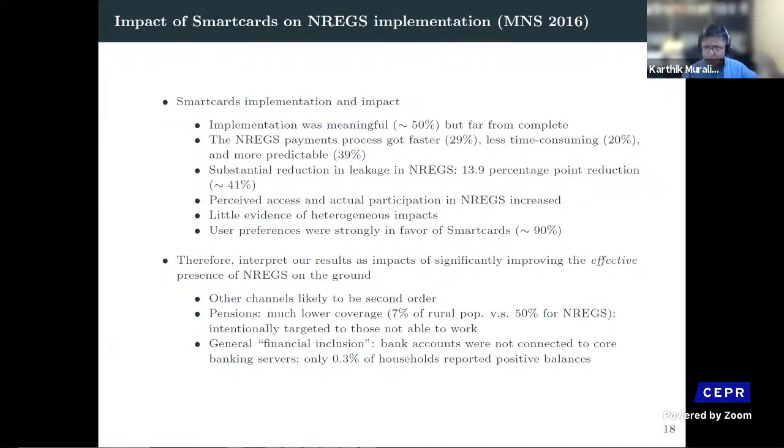Okay. So smart cards, this is all in the first paper. It substantially improved program implementation, and it made payments faster by 30%, less time consuming to collect, more predictable. The variance fell, and there was about a 40% reduction in leakage. So in every way, it really substantially improved NREGA, which is kind of why, to be honest, this paper was not a paper we had planned for, right? If we had thought there would be such a big first stage with these huge downstream effects, we may have surveyed landlords as well, right? Like, the magnitudes of these effects were stunningly big.